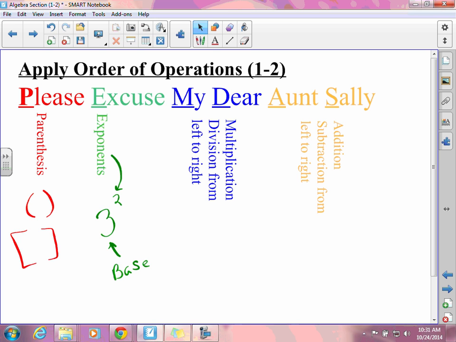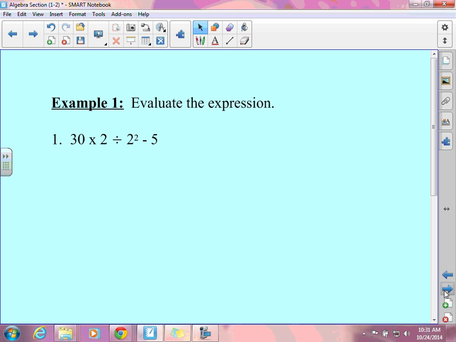All right, let's take a look at the first problem. Notice that it says evaluate the expression. What does evaluate mean? What are you going to do with it? It's the answer. You're going to solve it. Very good. So you're going to solve it to come up with the answer. Okay. Notice that's going to be a vocabulary word.